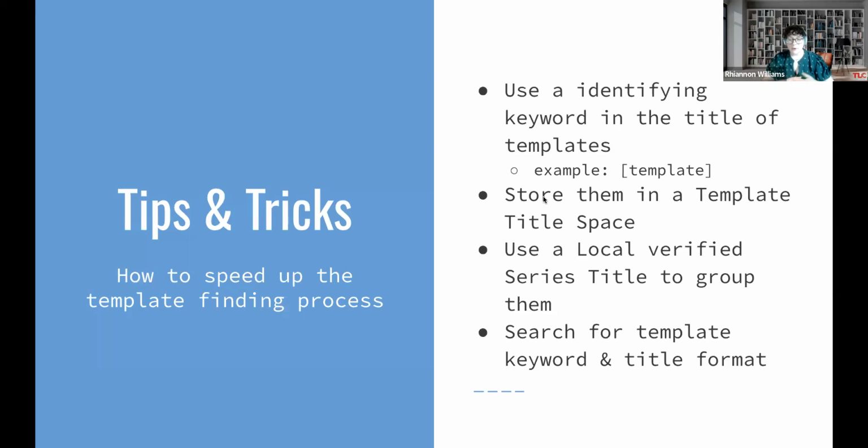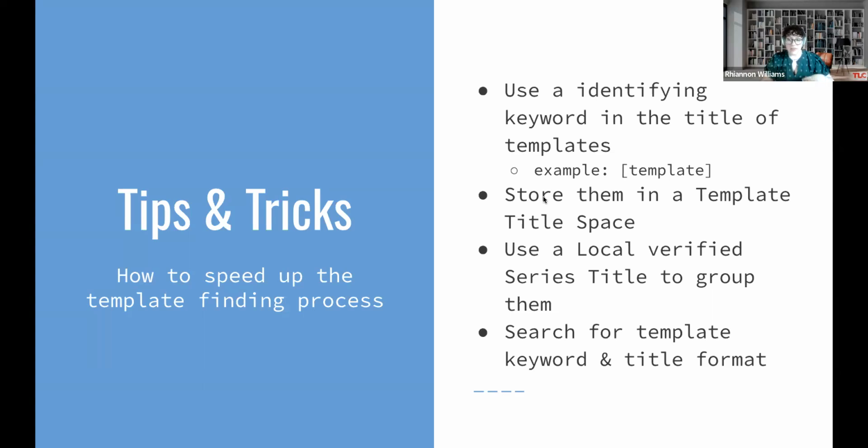So there's no worry of creating all of these excess template records and then possibly them showing up in LS2 pack. So using a local verified series title of like template collection, or your library branches templates, if you have specific ones for a particular branch or a school, using a series title to group them together can be helpful for finding them via advanced search.